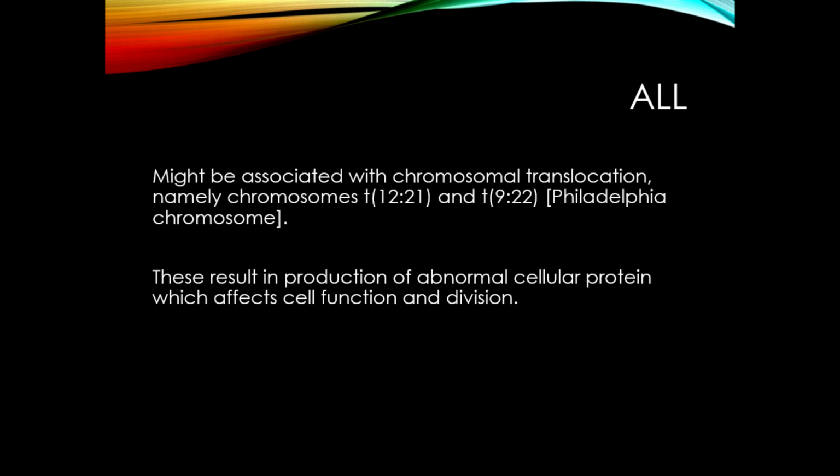ALL as well can be associated with chromosomal translocation. The commonest type is translocation between chromosome 12 and 21, and this is called the mirror image. Rarely it is associated with translocation of chromosome 9 and 22, and this is called Philadelphia chromosome. Philadelphia chromosome positive ALL is very rare, seen in less than 2% of the cases.